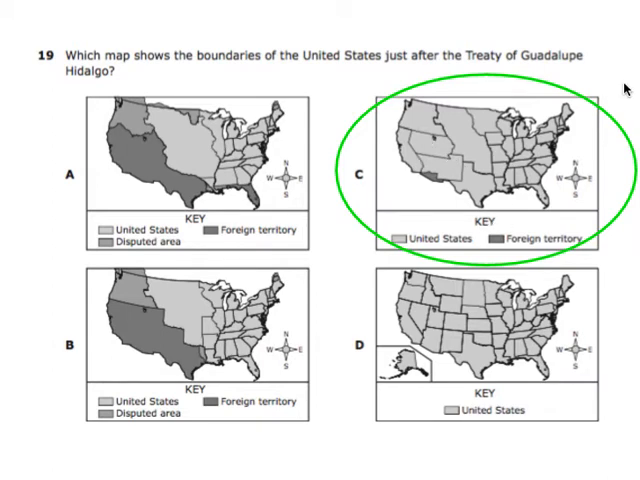The only part of our normal contiguous United States that we didn't have was that little bitty area down there. That's the Gadsden Purchase we got just a couple years later. Treaty of Guadalupe Hidalgo meant that we got all of the Mexican territory.